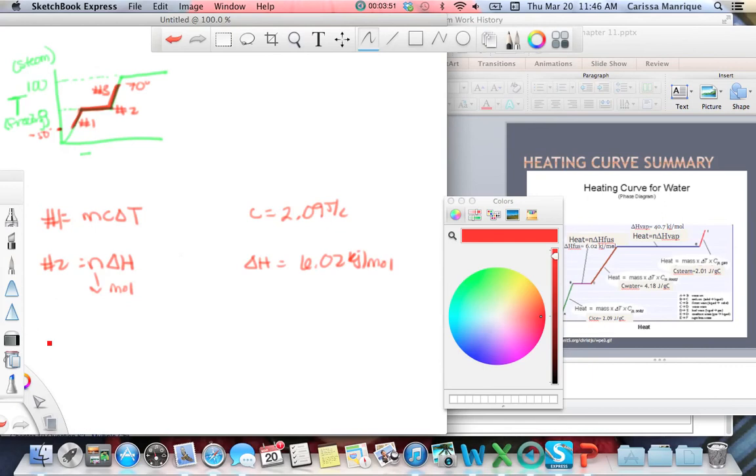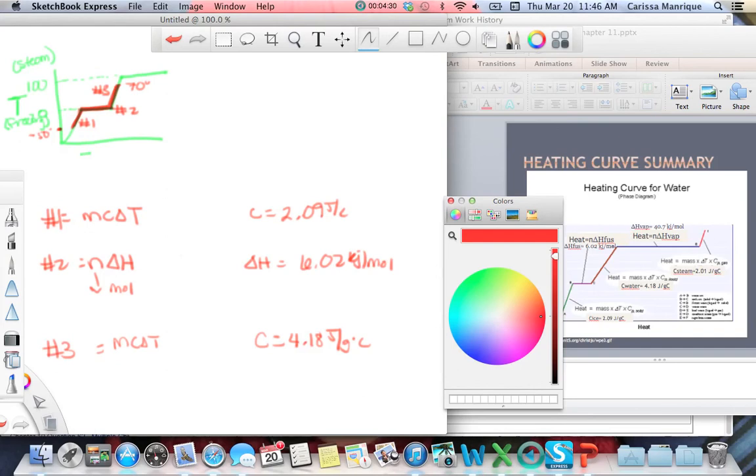And now let's look at area number 3, which is the next area. So it just follows order, 1, 2, 3, 4, 5. The next area we need to go up to is about in here, about 70 degrees. And the formula for that whole entire area is mc delta T, just like number 1. But the difference here is that C now equals 4.18 joules per gram degrees Celsius. Now, why are the C's different? This is the heat capacity, because we're looking at a different phase.